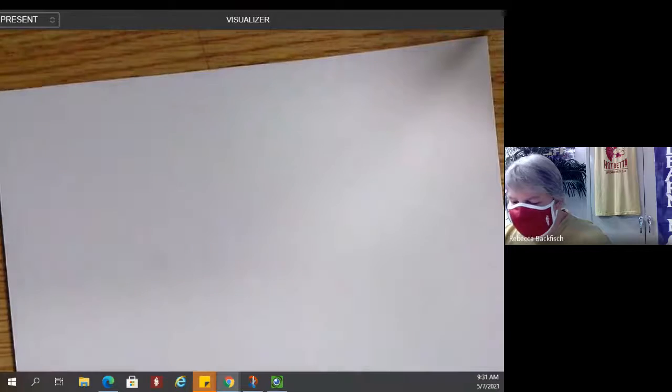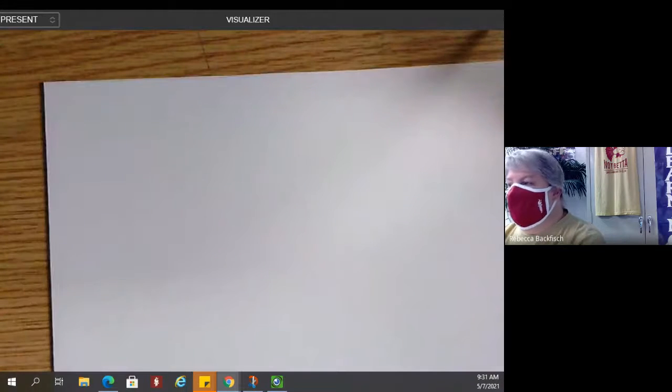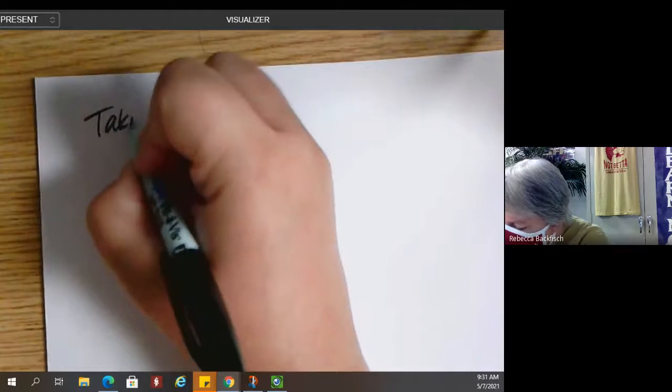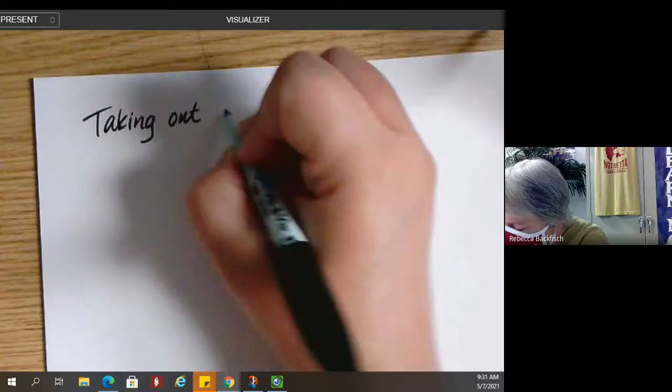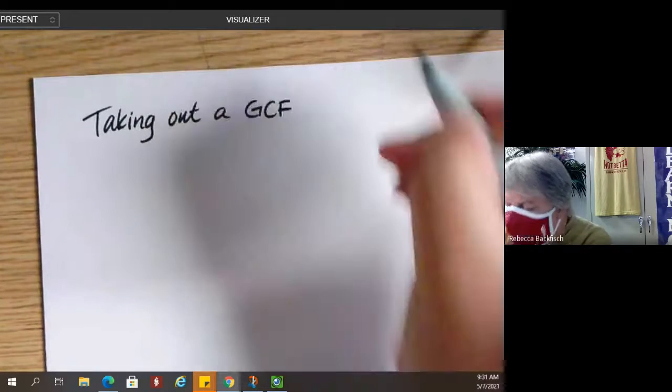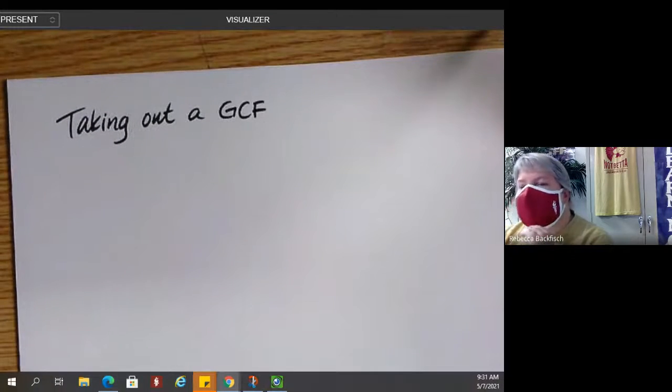Okay, so the first type we're doing, this is the one that I was saying is very general, is taking out a GCF. The main reason I said it's very general is that taking out a GCF is the very first thing you want to do anytime you're factoring anything. It doesn't matter whether it's a trinomial, a binomial, if it has 5 terms, anything. You always start by looking for common factors. And if there are common factors, you take out the biggest common factor.